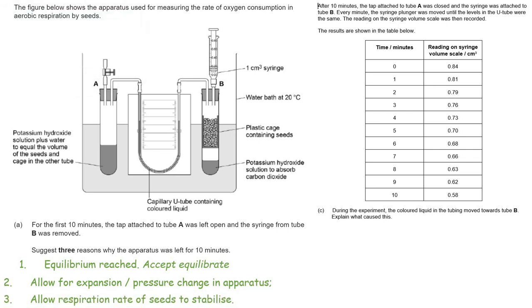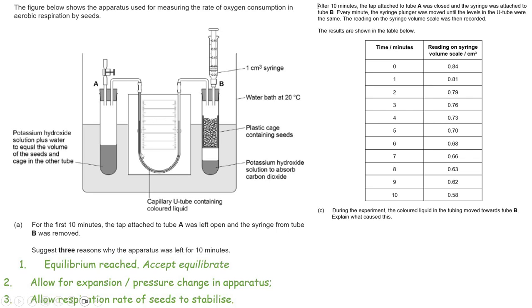After 10 minutes, the tap attached to tube A was closed and the syringe was attached to tube B. Every minute, the syringe plunger was moved until the levels in the U-tube were the same. The reading on the syringe volume scale was then recorded. The results are shown in the table below. During the experiment, the coloured liquid in the tubing moved towards tube B.